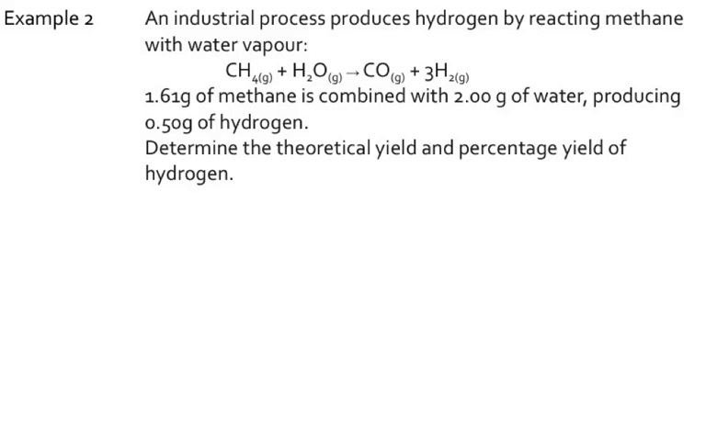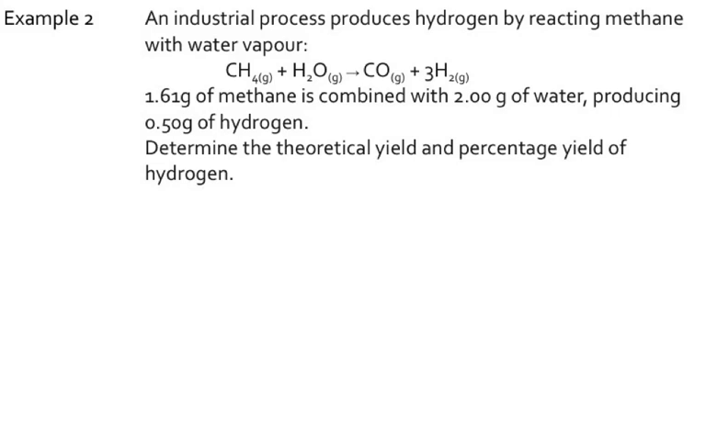So this example is quite similar to the last one, but with one added piece of complexity. In this one, we do not know which of the two reactants we're talking about is the limiting reagent. So we need to treat this as a limiting reagent question before dealing with the percentage yield.